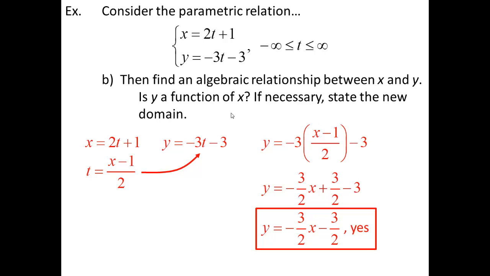And as far as the domain goes, this is a situation where it is in fact not necessary to state the domain. The domain of the parametric function was all real numbers. The domain of a line is implied to be all real numbers. There's no need to state it separately.